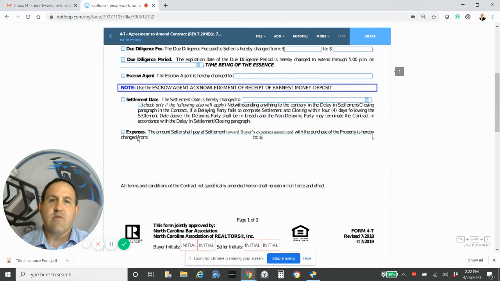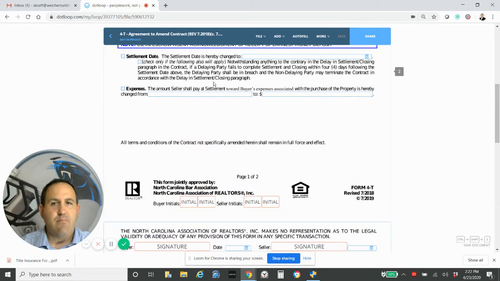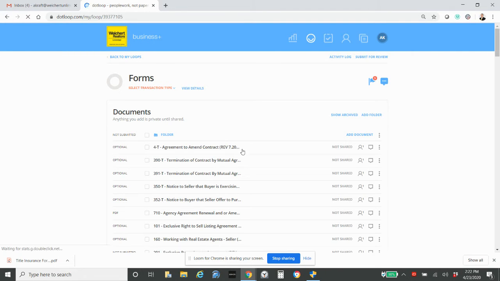And then the expenses, or your closing costs, buyer paid closing costs being paid by the seller, say that was from 0 and now it's being changed to $4,000. This is where you would do that. So you do those and then buyer and seller sign them. Pretty simple. And the last amendment form I'll go over today is on the agency agreements.